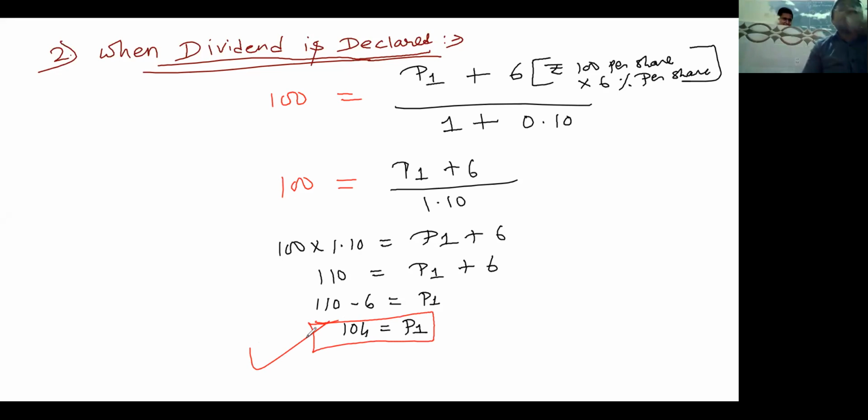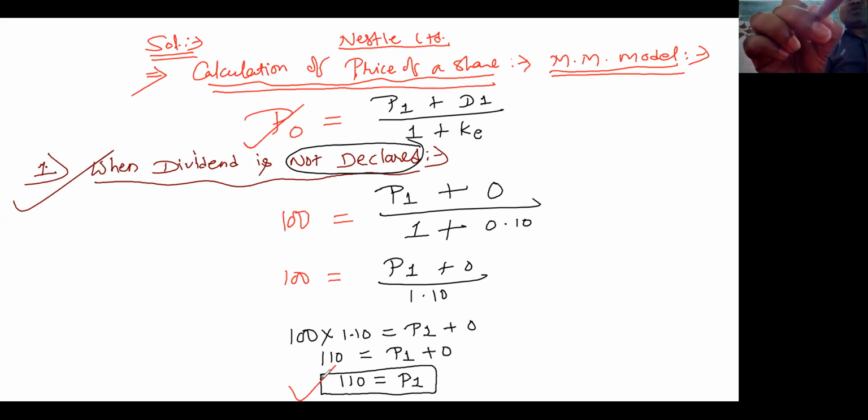That's it. So this is what happens when dividend is declared. When dividend is declared, your market price will be 104. That's it. Simple. Remember: when dividend is declared, your market price will be 104, and when dividend is not declared, your market price will be 110.